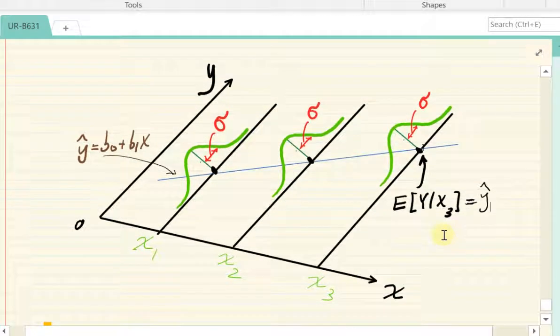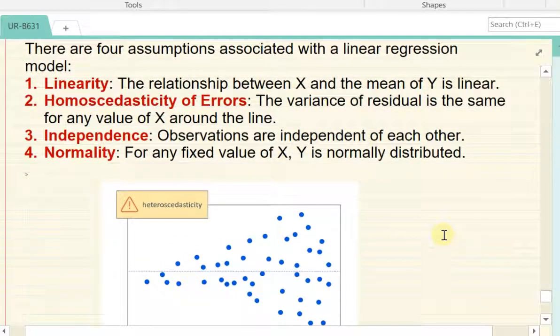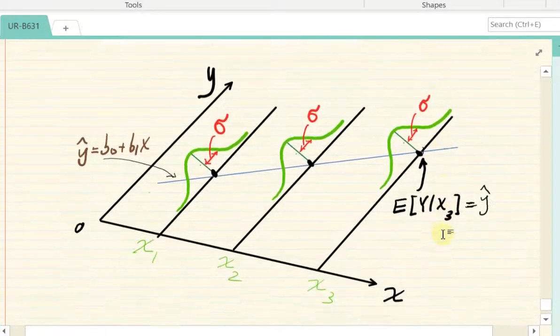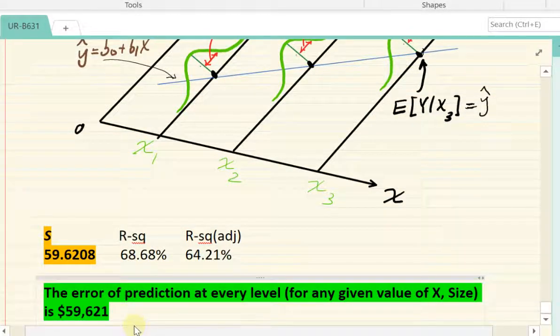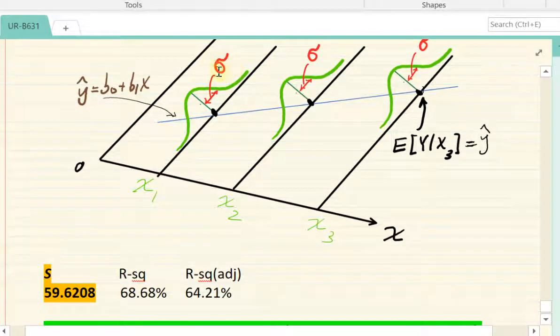Hopefully you can follow that now. And that was our fourth assumption, the normality. Now, the very last thing that we talk about here is this. Remember I told you I'd tell you what that S is. In fact, this S is a point estimate of sigma.